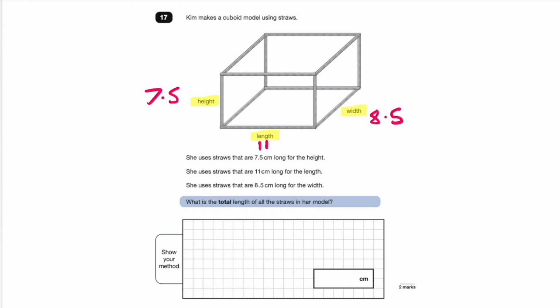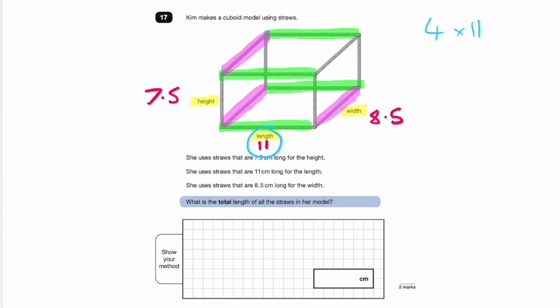Okay, so we've got a bit of work to do here. So the first job is identifying which straw is which. Let's start with our lengths. So this is one length, but then also this would be a length. And then I have 2 lengths on the back side as well, 1 and 2. So in total, I have 4 lengths. So I'd have 4 times 11. Now let's have a look at these widths. Well, I have 1 width here. I have 1 width here, that's 2, 3, and 4. So again, I have 4 times 8.5 this time.